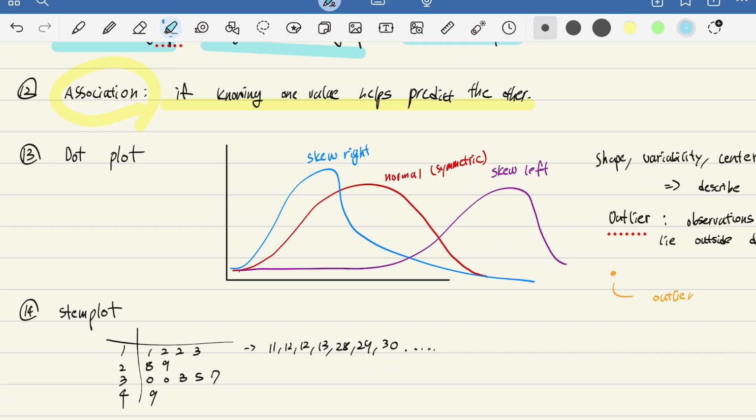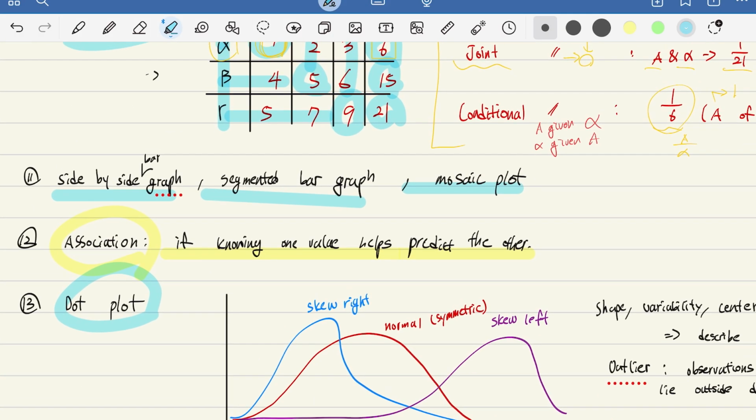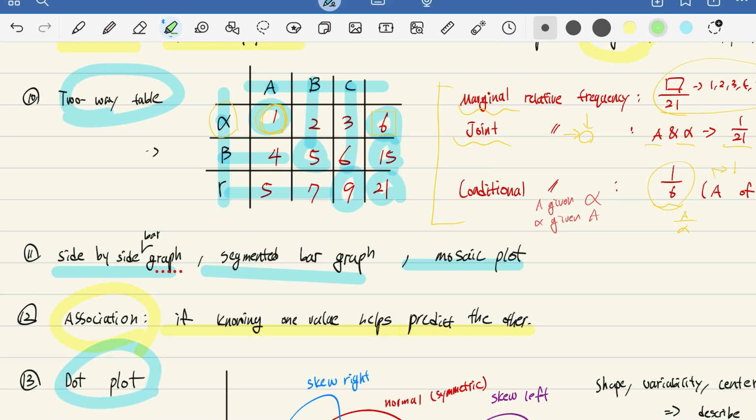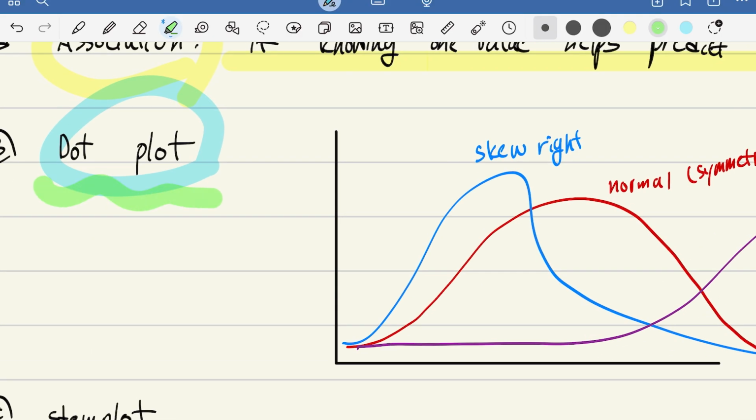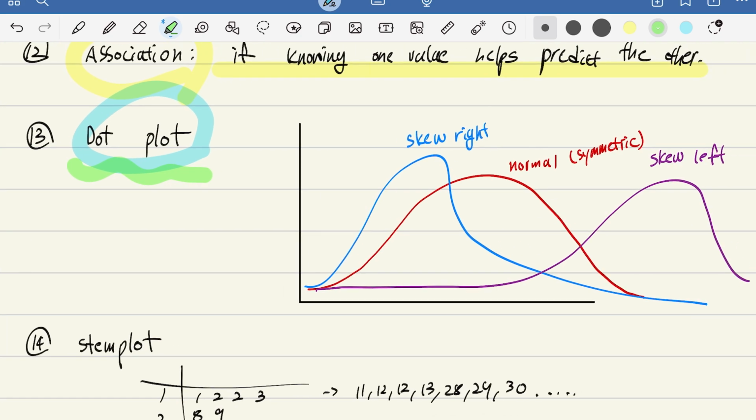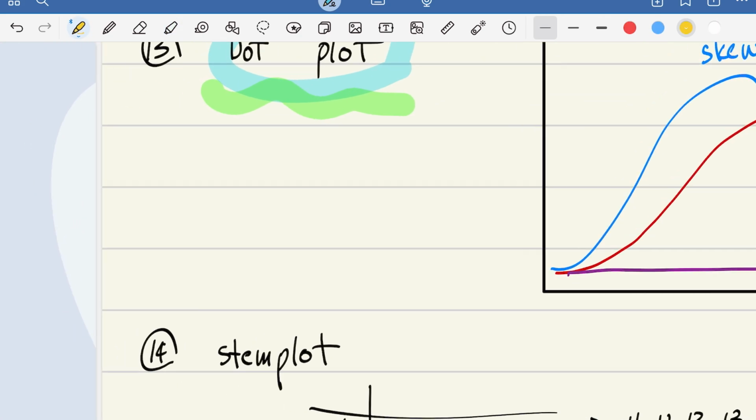Now let's move on to dot plot. Dot plot is the second most important plot that you should know in AP Stat. In most of your AP exams, there are going to be two-way tables and a bunch of dot plots. So dot plots are just representing your data as dots.